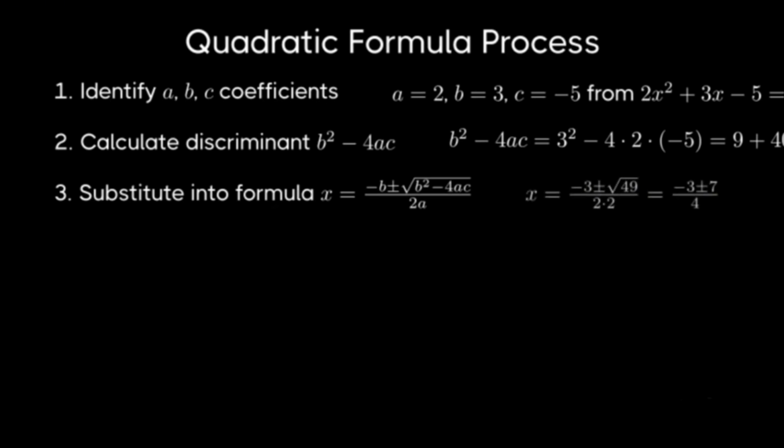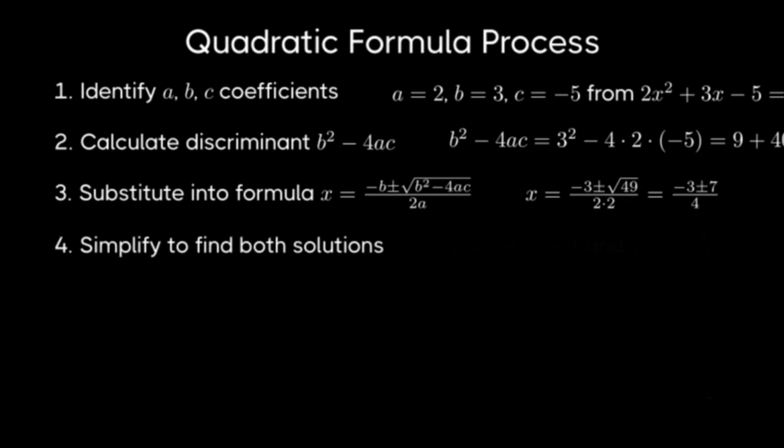Using our values, we get negative 3 plus or minus the square root of 49, all divided by 2 times 2. Since the square root of 49 is 7, this simplifies to negative 3 plus or minus 7, all divided by 4. Step 4. Finally, we calculate both solutions by evaluating the formula with both the plus and minus operations.